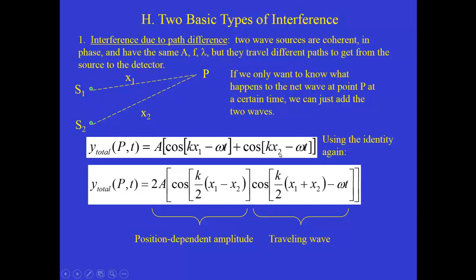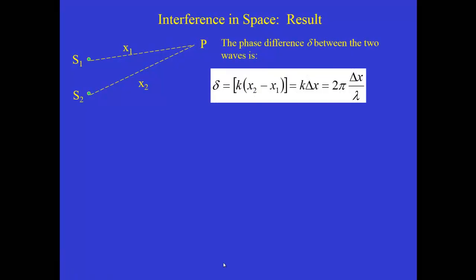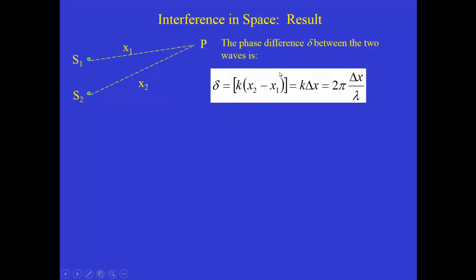Alright, so the phase difference between those two waves is what we're going to indicate by delta. And like I said, delta is just k times x2 minus x1, or x1 minus x2. It really doesn't matter. Generally, we'll write it in such a way that the larger one comes first. So we will call that difference in path delta x. It's the extra distance the wave has to travel to get from S2 to point P compared to S1 to point P. Using the definition of k as 2 pi over the wavelength, this phase difference is just 2 pi delta x over lambda.